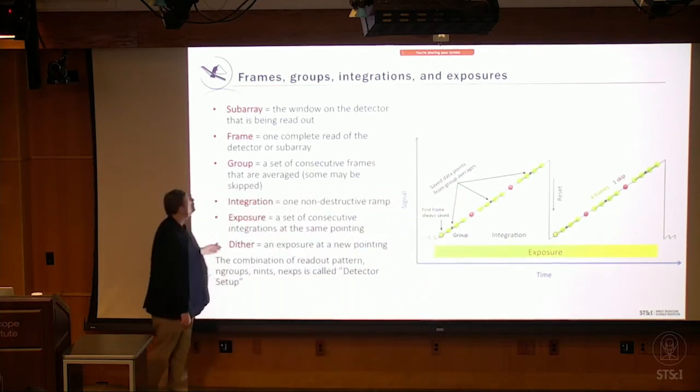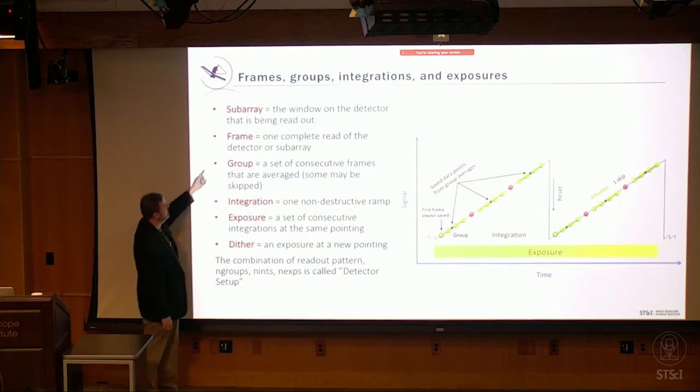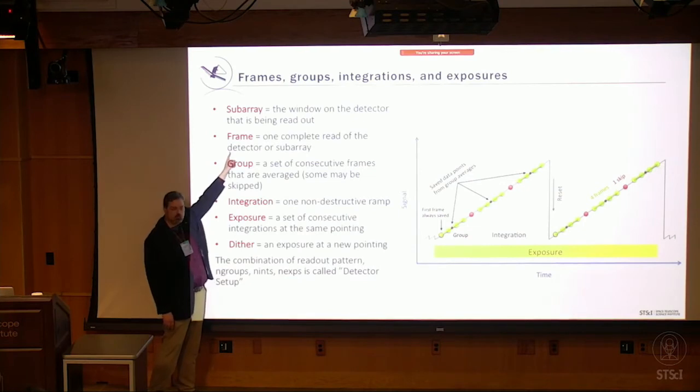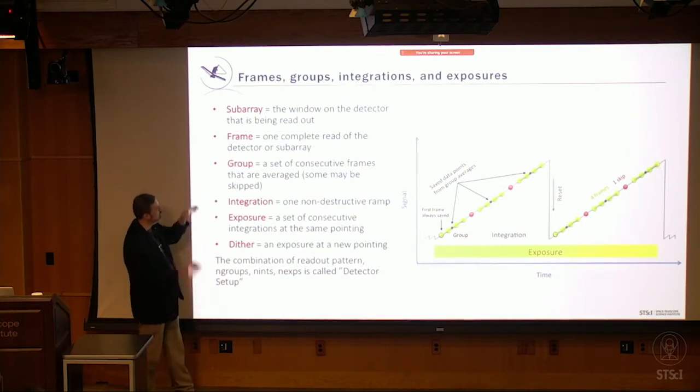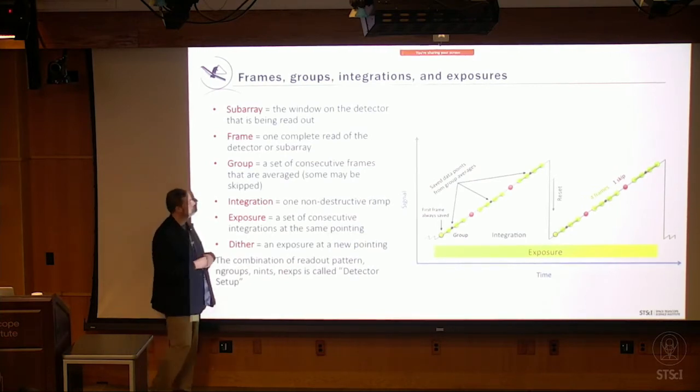All right, so the added complication to this is that you can group frames together. So each frame is one complete read of the whole detector, or if you have a subarray, it's a read of the subarray. Right? So basically, what the software of the detector is actually doing is stepping through all the pixels in a pattern until it's gone through all of them. And it goes very fast, but it's not infinitely fast.